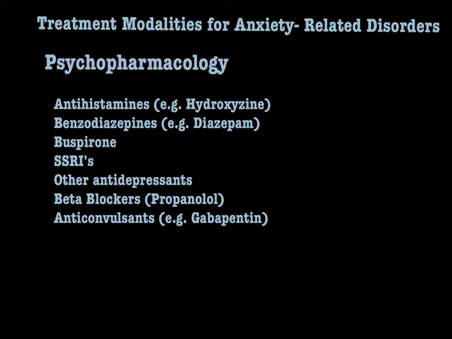SSRIs, another class of medication used in long-term treatment, they are actually an antidepressant. They are selective serotonin reuptake inhibitors. They increase the availability of a neurotransmitter called serotonin at the synapses, which is where the person needs it to decrease symptoms of depression and anxiety.